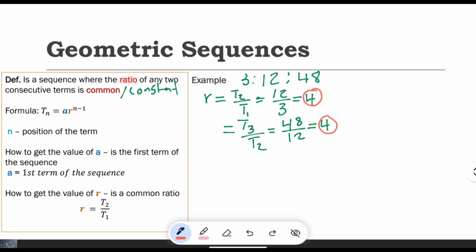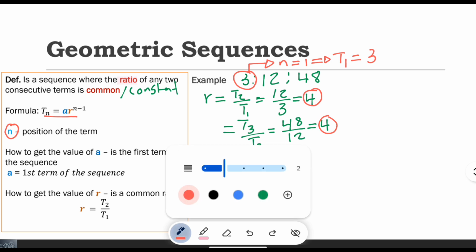Now, for a geometric sequence we have a formula which is defined. The geometric sequence is defined by Tn = a r^(n-1). What is n? n is the position of the term. What do we mean by the position of the term? 3 is in position 1. Therefore, when it's in position 1, our n will be equal to 1. How do we represent it? We say term number 1, T1, is equal to 3.